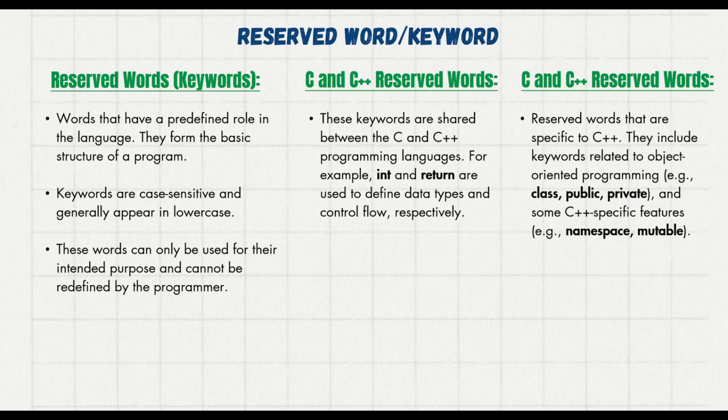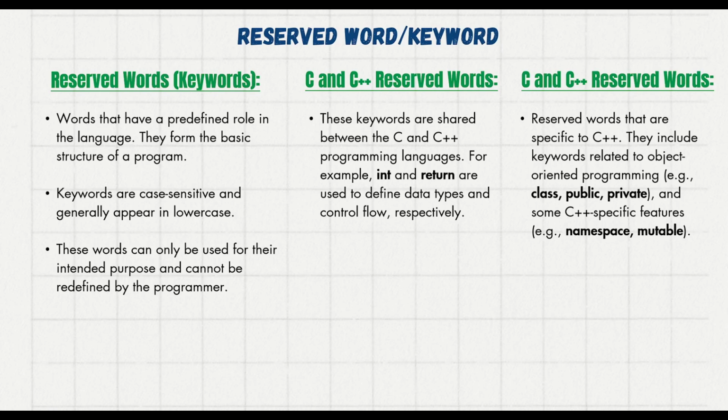The next is C and C++ reserved words. These words include things like int, return, if, else, and many more. Each of these keywords has a specific role. Int is used to declare integer variables. Return is used to return a value from a function. If and else are used for conditional statements.